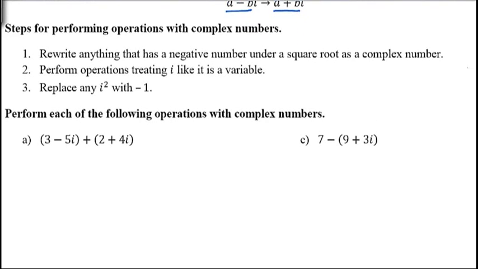And steps for performing operations with complex numbers: again, rewrite any negative numbers that are underneath square roots as a complex number. So you would basically take the negative sign out from underneath the square root and it becomes an i out in front of the square root. And then you perform operations treating i just like it's a variable. And at the end you would replace any i squareds with -1.